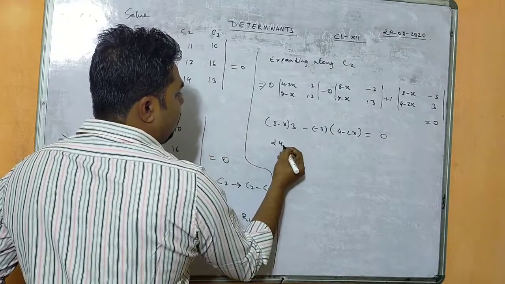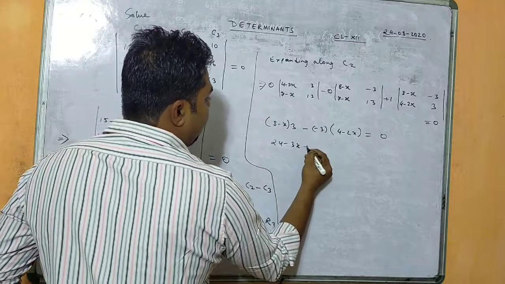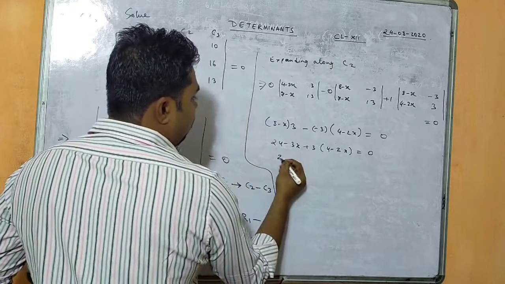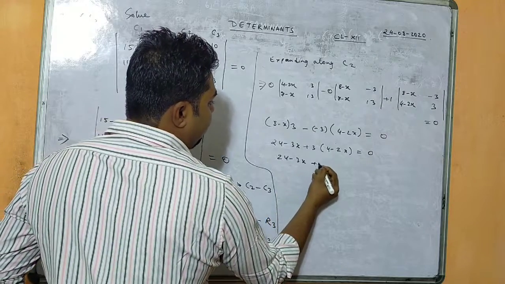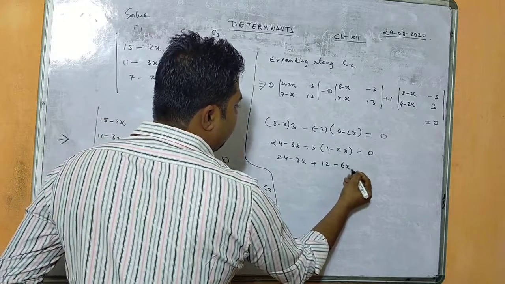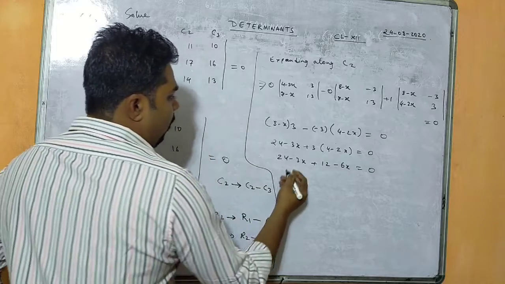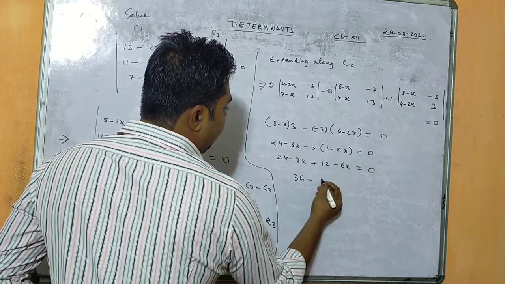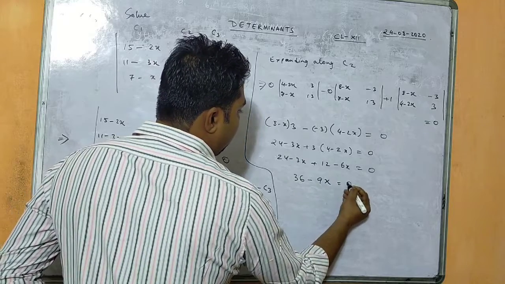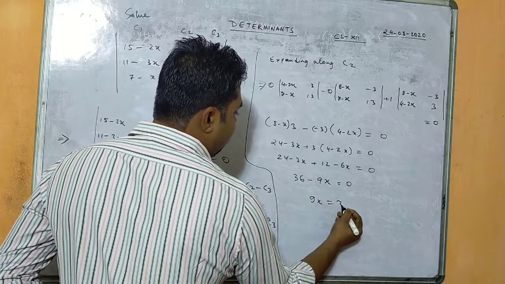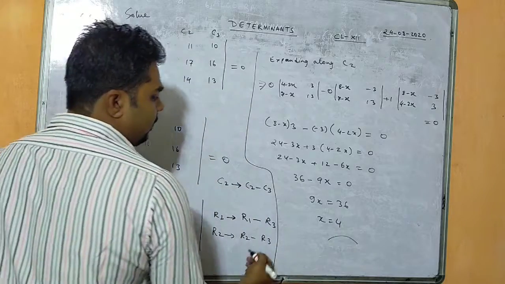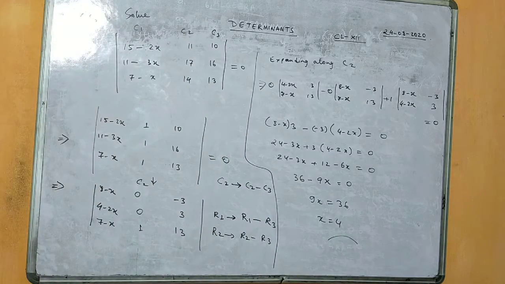So 24 minus 3x plus 12 minus 6x equals to 0. Or 24 plus 12, that is 36, and here you will get minus 9x equals to 0, or 9x equals to 36, x equals to 4. So this is our required answer.